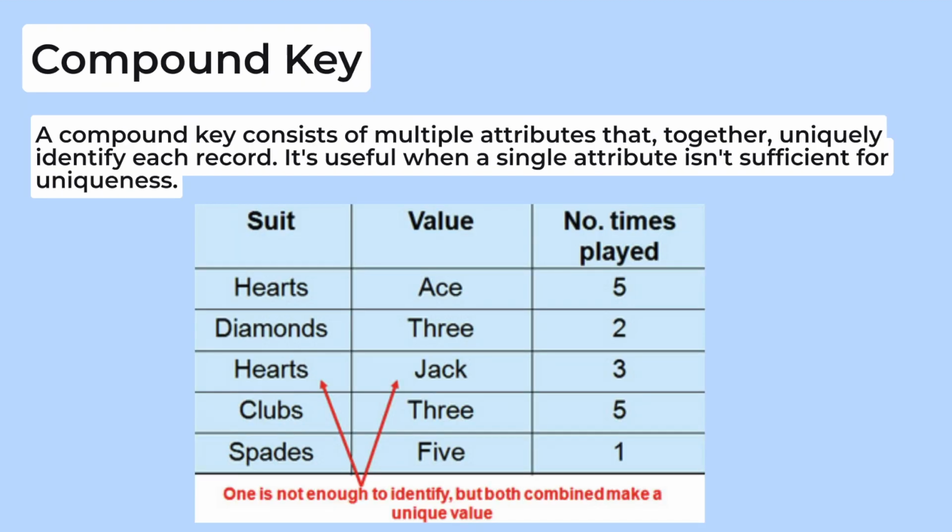Next up, we have compound keys. A compound key consists of multiple attributes that, together, uniquely identify each record. It's useful when a single attribute isn't sufficient for uniqueness.